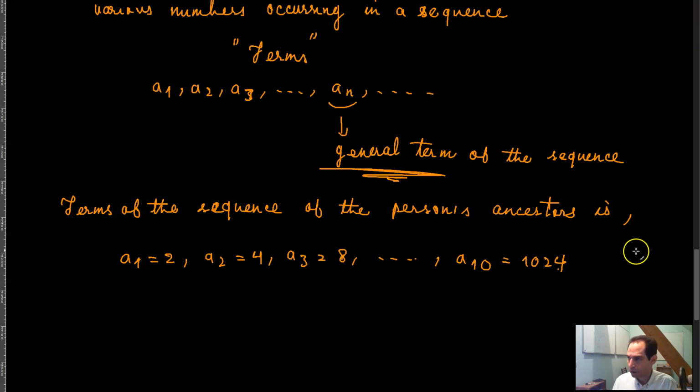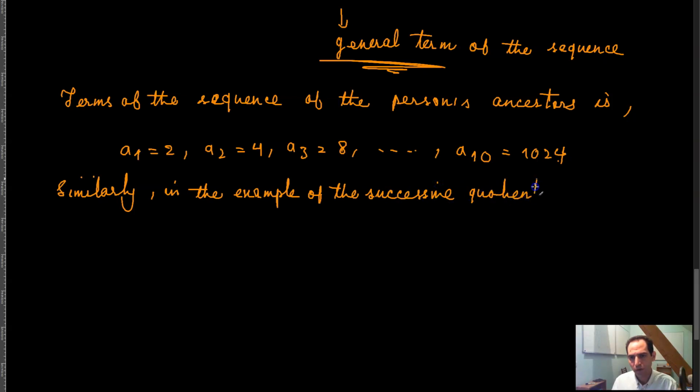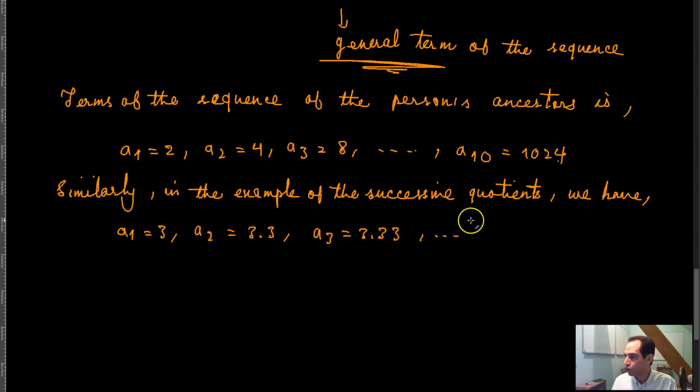Similarly, in the example of the successive quotients, what we found was that A of 1 was equal to 3, A of 2 was 3.3, A of 3 was 3.33, and so on, all the way up to A of 6, which you can write as 3.333333, and so on.